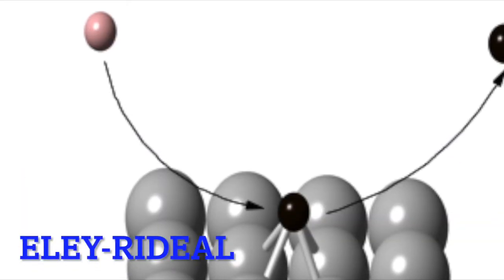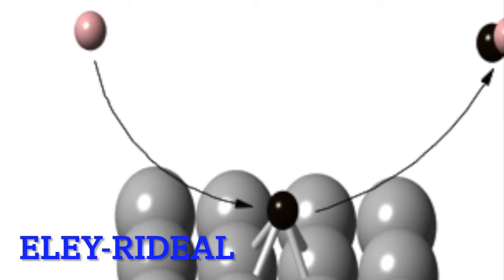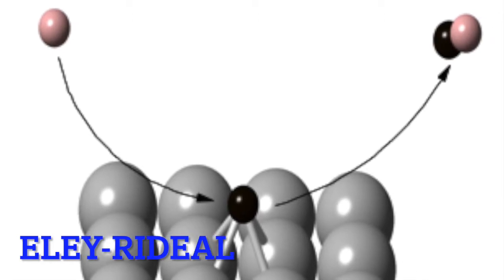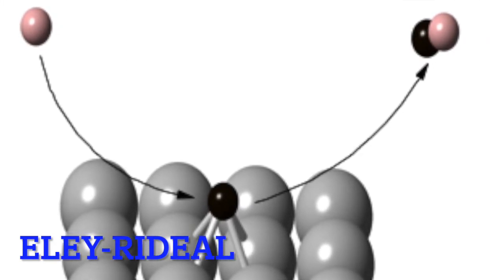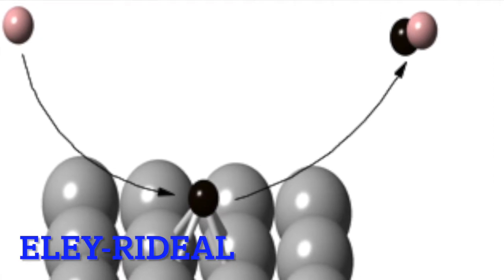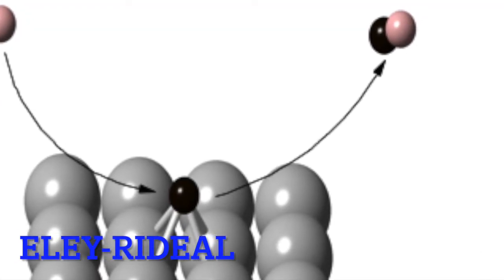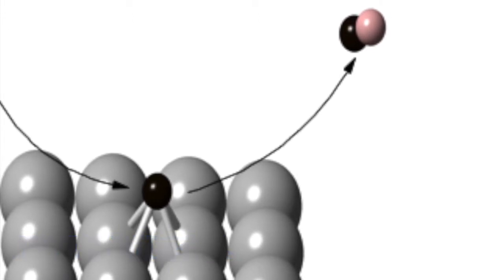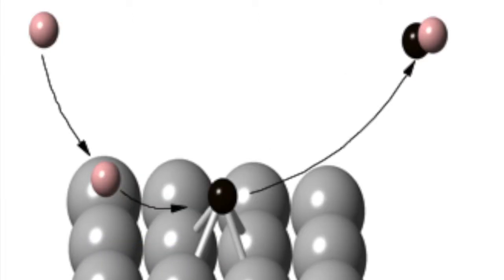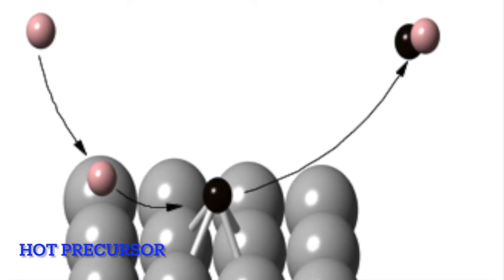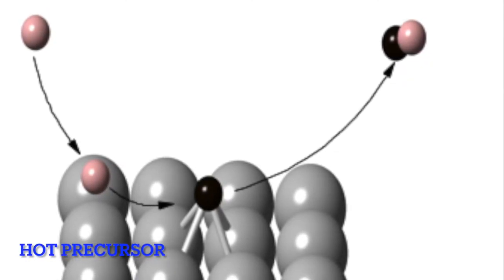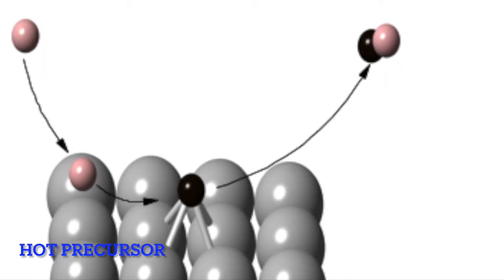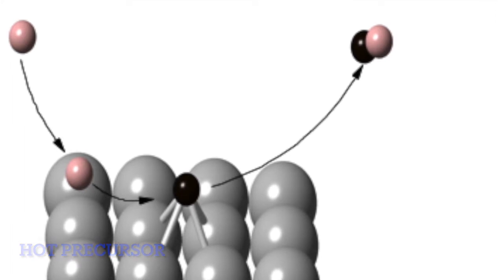The Eley-Rideal mechanism describes a direct reaction between an atom or molecule that is adsorbed on a surface and a gas phase species, most likely an ion or radical. This type of reaction can be encountered in plasma surface chemistry and in semiconductor processing. A variation on this is the hot precursor mechanism, in which the gas phase species encounters the surface but does not fully equilibrate with the surface before it reacts with an adsorbate.